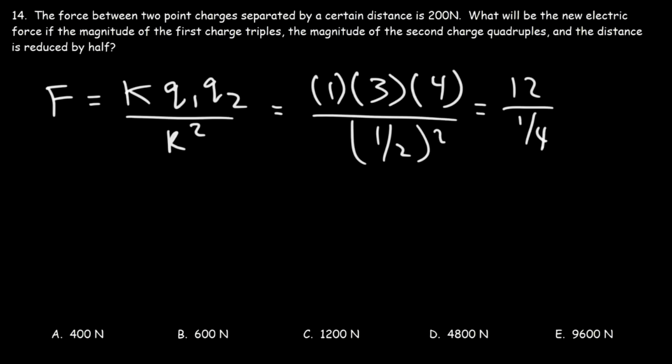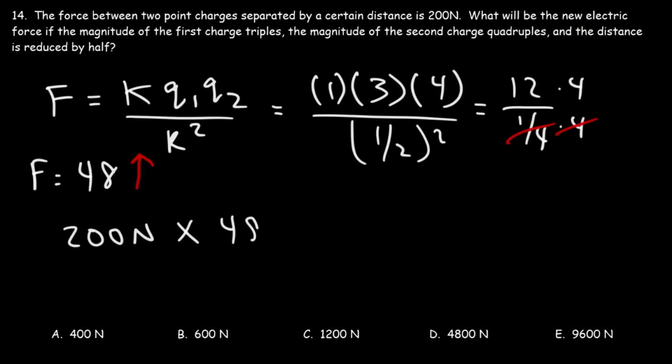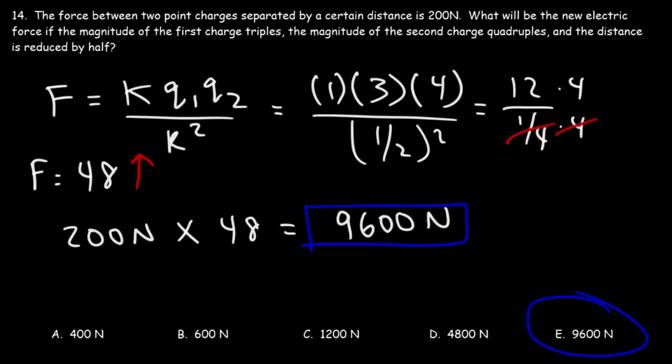1/2 squared is 1/4. To get rid of the fraction, let's multiply the top and the bottom by 4. 1/4 times 4 is 1. And 12 times 4 is 48. So what this tells us is that the force increases by a factor of 48. So the original force was 200 newtons, and the new force is going to be 48 times greater than that. So 200 times 48 gives us the new force of 9,600 newtons. So that's how you can answer questions that basically look like this.